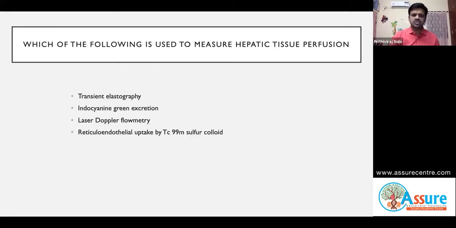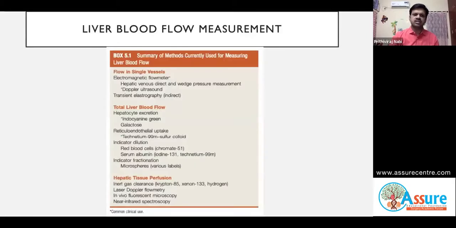But these questions are usually picked up from tabular columns, and you need not even read in detail, because this has been explained for about 3 to 4 pages in Bloomgard. But there is a small tabular column that is given. And once you remember at least a part of it, it is easy to understand how this goes. So coming to the liver blood flow measurement, the summary of the methods to assess flow in a single vessel, we can use the electromagnetic flow meter or Doppler.